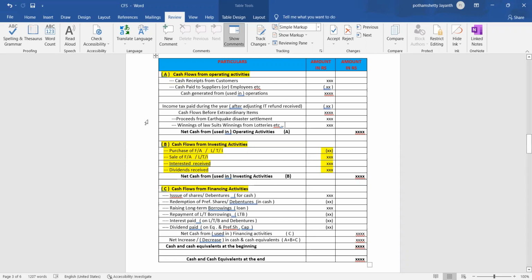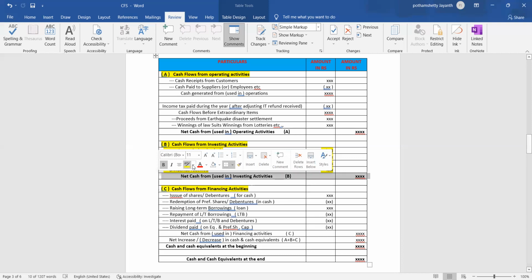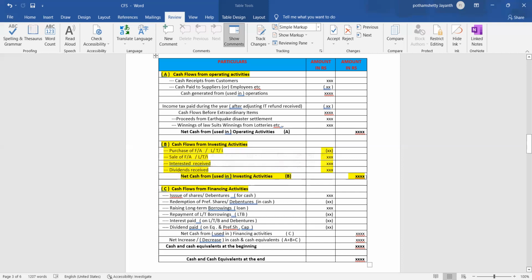Okay, so let us see the cash flow from financing activities. Whether it is the direct method or the indirect method, financing and investing activities will not change. So purchase of fixed assets, sale of fixed assets or investments, and interest received, dividend received are the investing activity items. After adding all these and deducting any minus balance, you will get net cash from investing activities if it is plus.